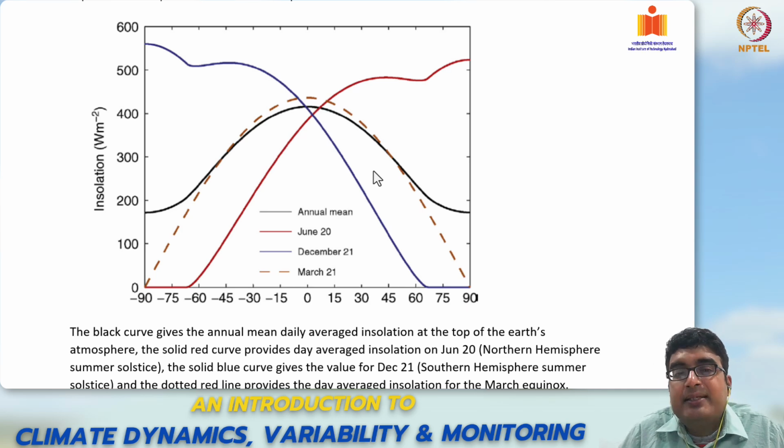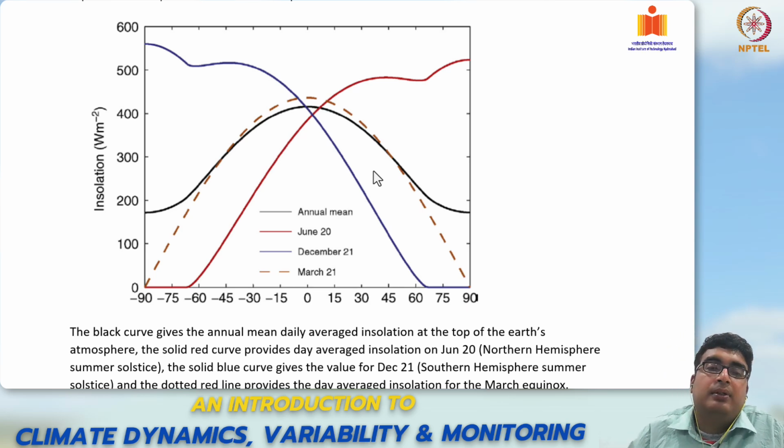One other thing is the mean plot is nearly symmetrical with respect to the equator, primarily because the effect is due to the symmetrical curvature of the earth away from the equator. Okay. But beyond this mean variation, you will also see considerable seasonal variation.